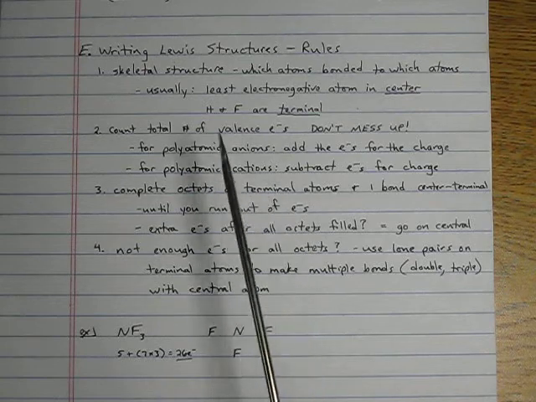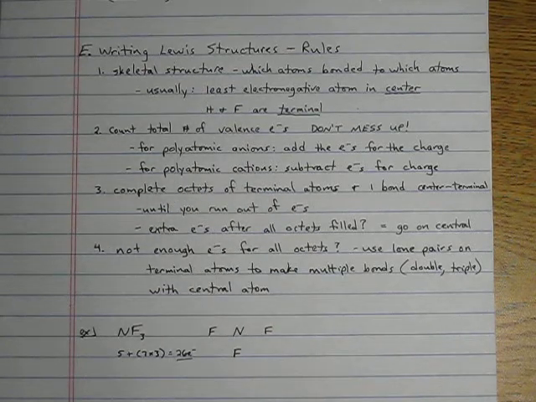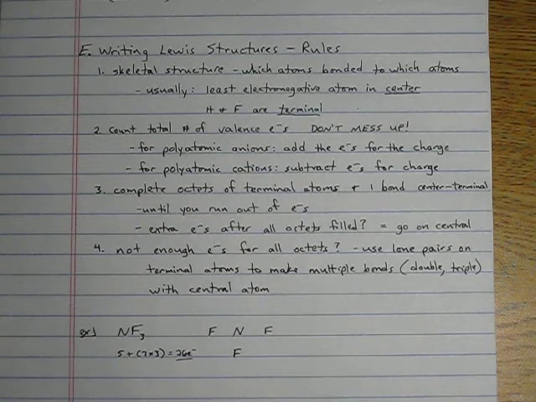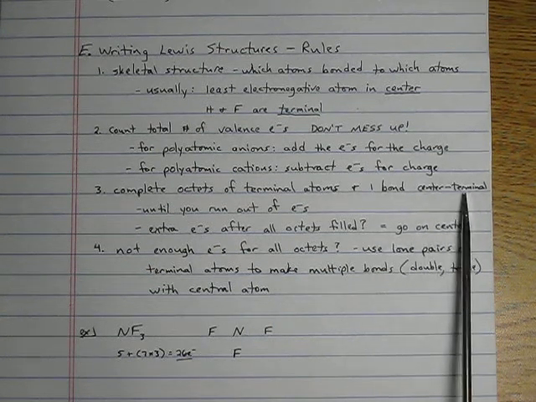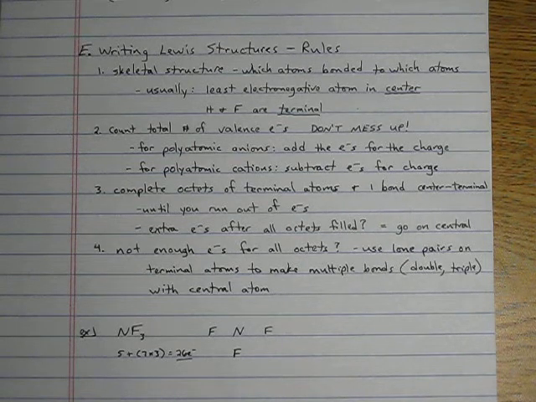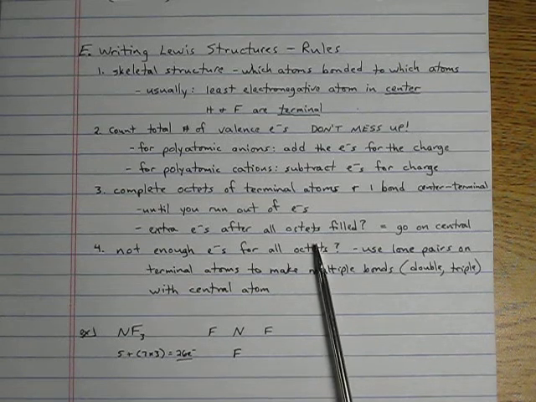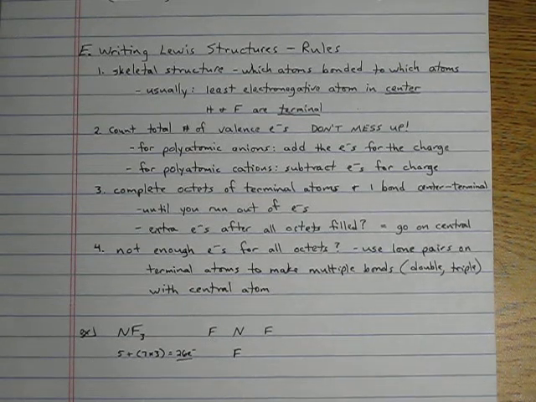All right, so after you have the skeletal structure and the total number of electrons, you start adding electrons to your molecules, starting by completing the octets of the terminal atoms and making sure you have one bond to the terminal atom from the center atom. And you keep adding electrons to terminal atoms until one of two things happens. One, you've run out of electrons, or two, all your octets are filled on your terminal atoms. If you have extra electrons after the octets are filled on your terminal atoms, those extra electrons go on the central atom.